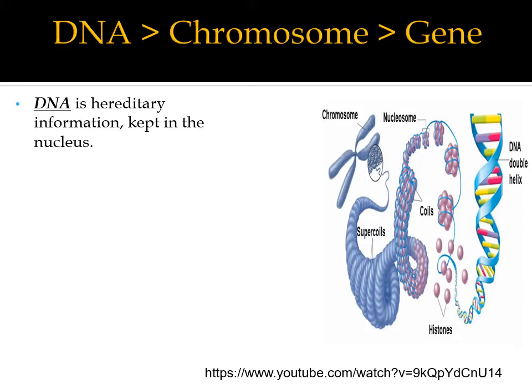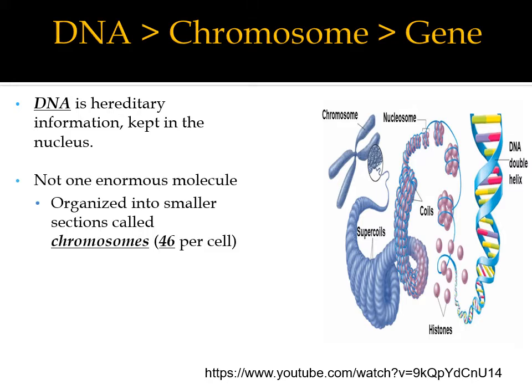By now, we hopefully all know that DNA is the instructions for life. It's also what we call the hereditary information, and it stays in the nucleus. We also know it's a huge molecule with a twisted double helix shape, but it's not just one long chain of nucleotides. The DNA in your cells actually exists in 46 different smaller pieces called chromosomes. So instead of being one gigantic molecule, DNA is divided up into smaller pieces, which makes it a little bit more manageable.